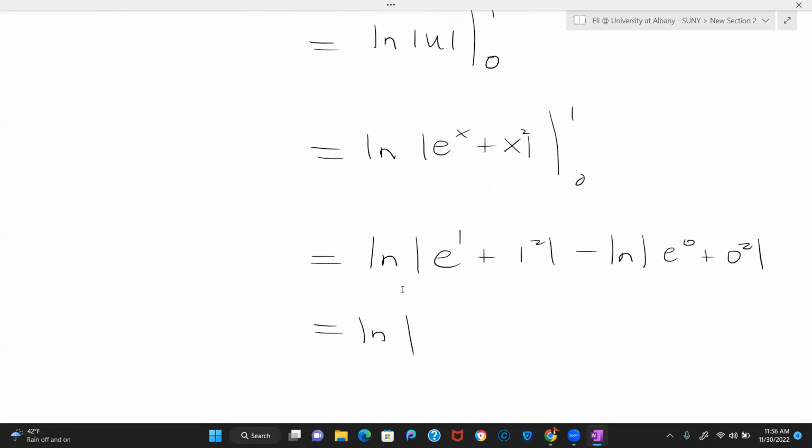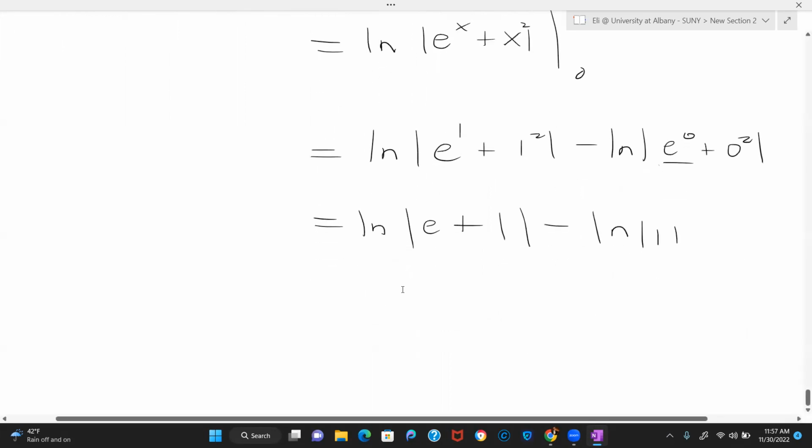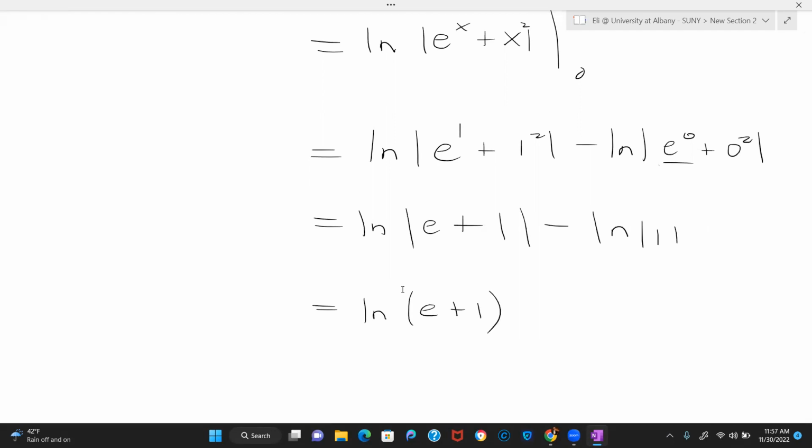So this is going to be ln of e plus 1. And this is ln of, so this is 1 and 0 is a 1, and then ln of 1 is just 0. So we end up with ln of e plus 1 without absolute value, because e plus 1 is positive. You don't need absolute value. And that's it. All right.